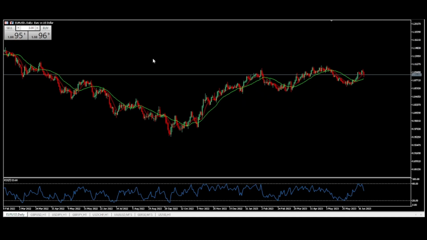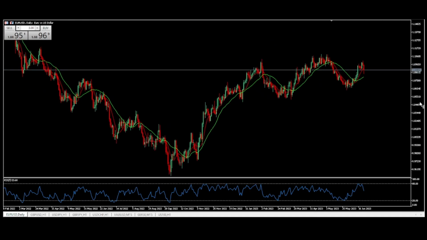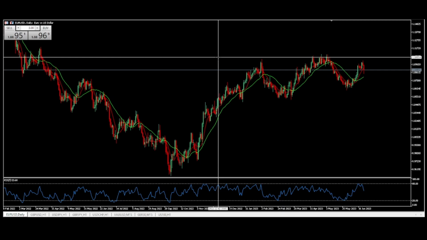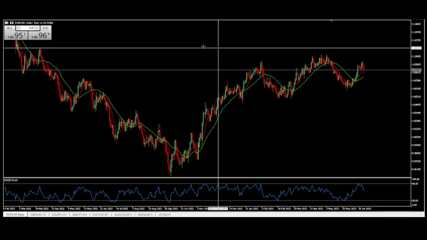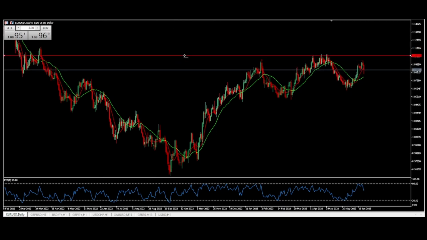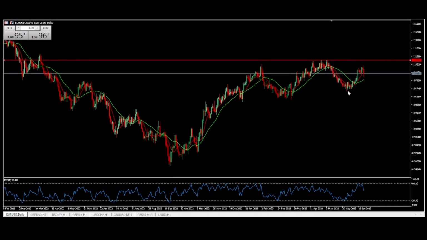Okay, so it's important to note we're at the weekend now, so this analysis is going to be for next week. What we can see here on the daily, if I just start to draw some lines, is that we're nearing resistance at this point. As the price looks to take on this resistance zone, any long orders you take from here on out may be met with some resistance.